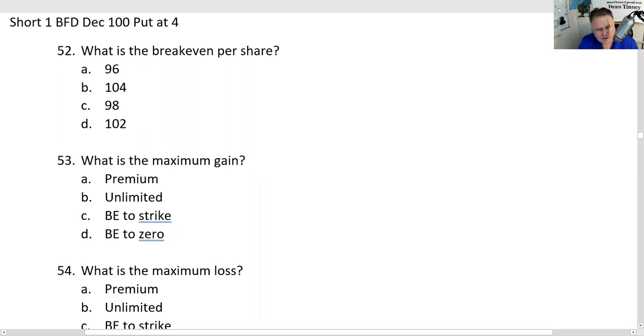If you only remember one thing about options, please remember call up, put down. So the break even here is 96. The maximum gain, I agree to be a potential victim. Nobody victimizes me and I get to keep the money.